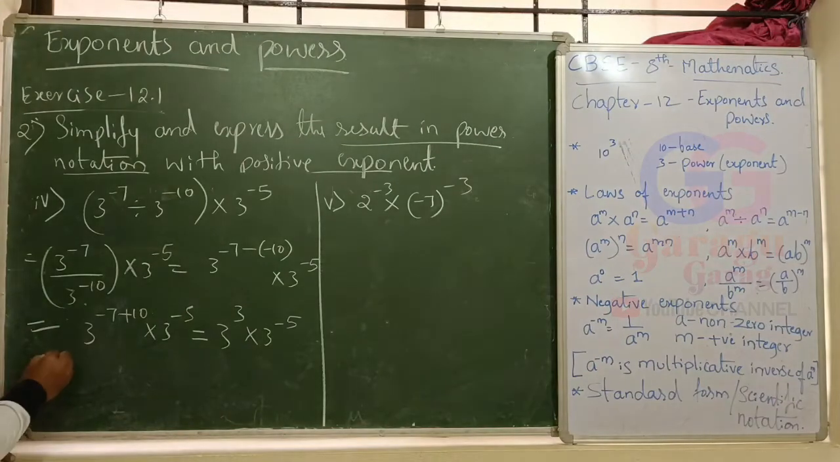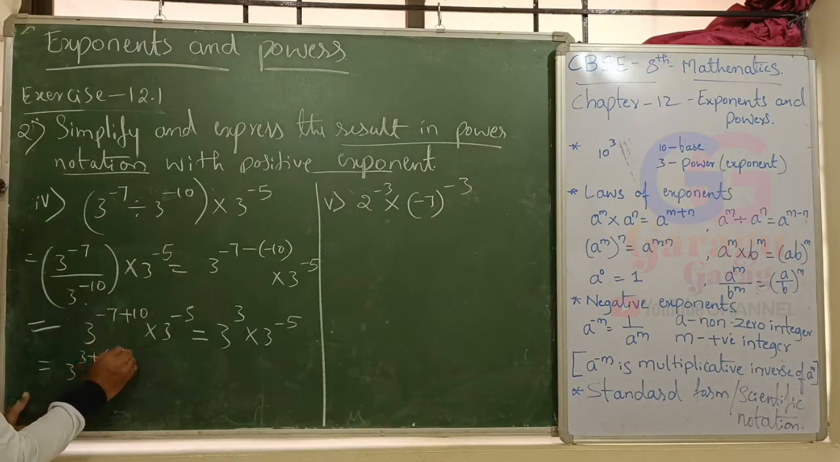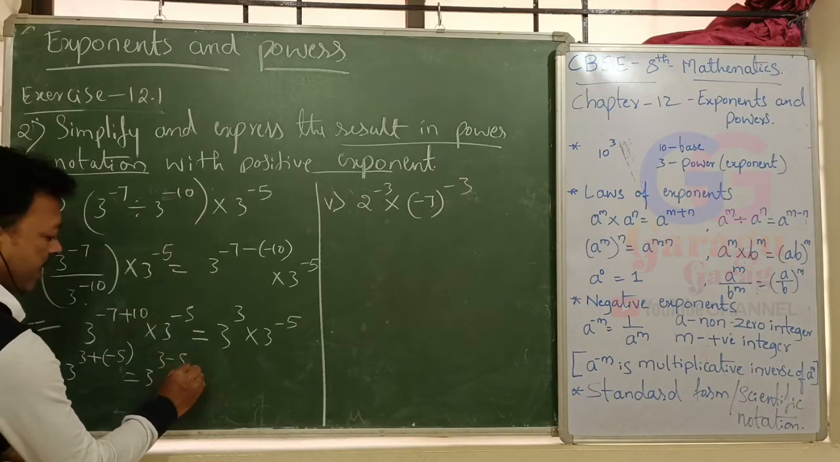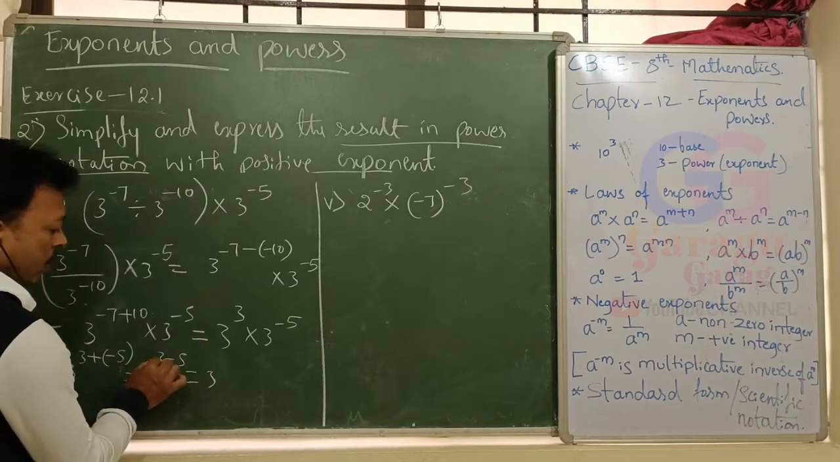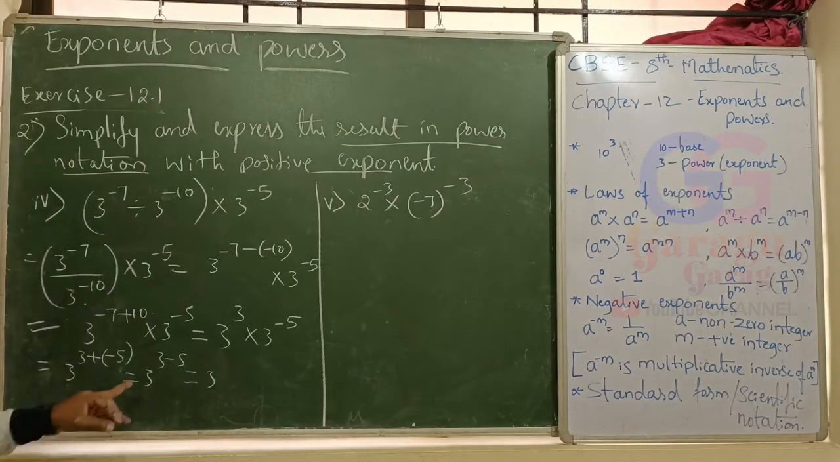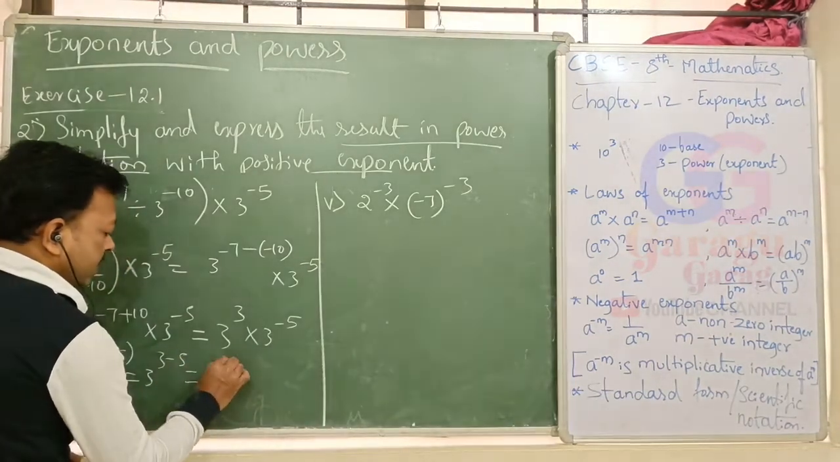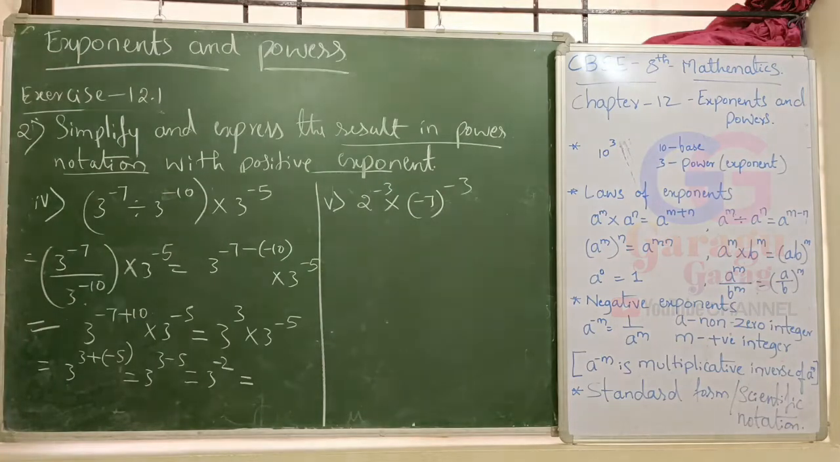Now the base terms are the same. 3 raised to 3 plus minus 5, equal to 3 raised to 3 minus 5. Here plus and minus are there, so the signs are opposite. 5 minus 3 is 2, and the greater number's sign is minus, so 3 raised to minus 2.